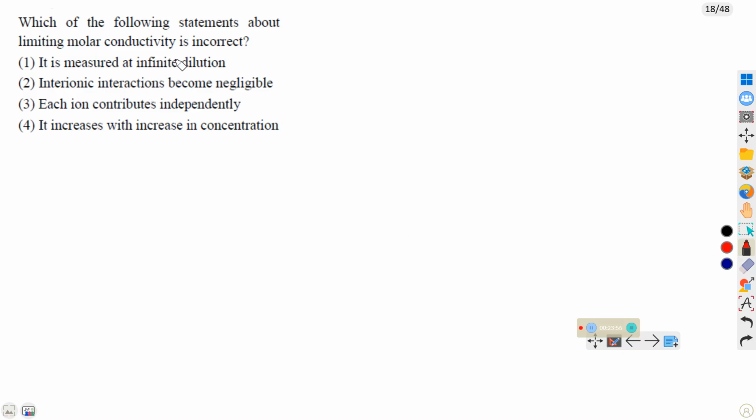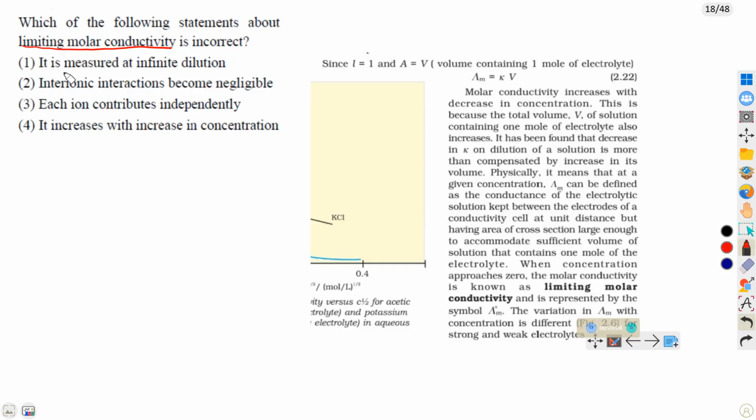Which of the following statements about limiting molar conductivity is incorrect? See, molar conductivity increases with decrease in concentration. Fourth one is incorrect. It increases with increase in concentration, wrong. It increases with decrease in concentration. Why? Once read this paragraph.